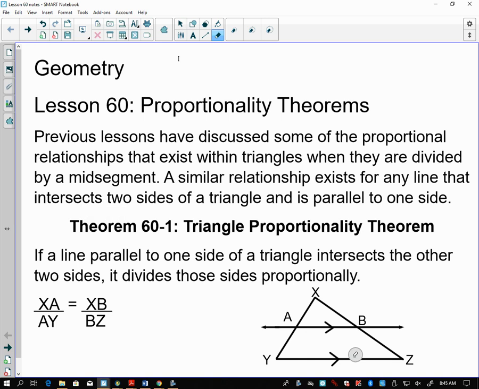All right, geometry, lesson 60. We're talking about proportionality theorems. Just right on its head, you should kind of get an idea for this. Do we know what proportions are? Do we know how to solve proportions?